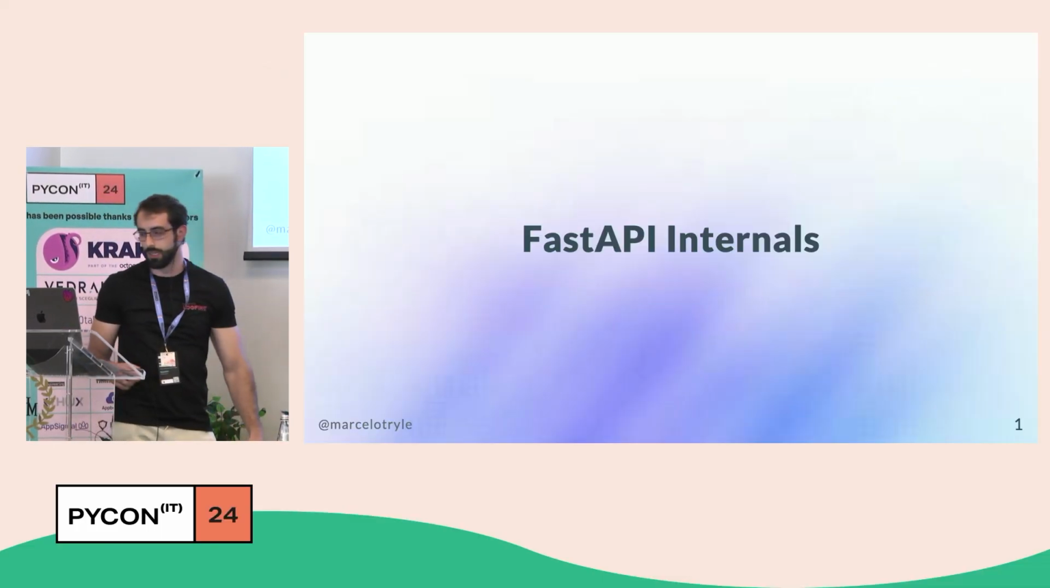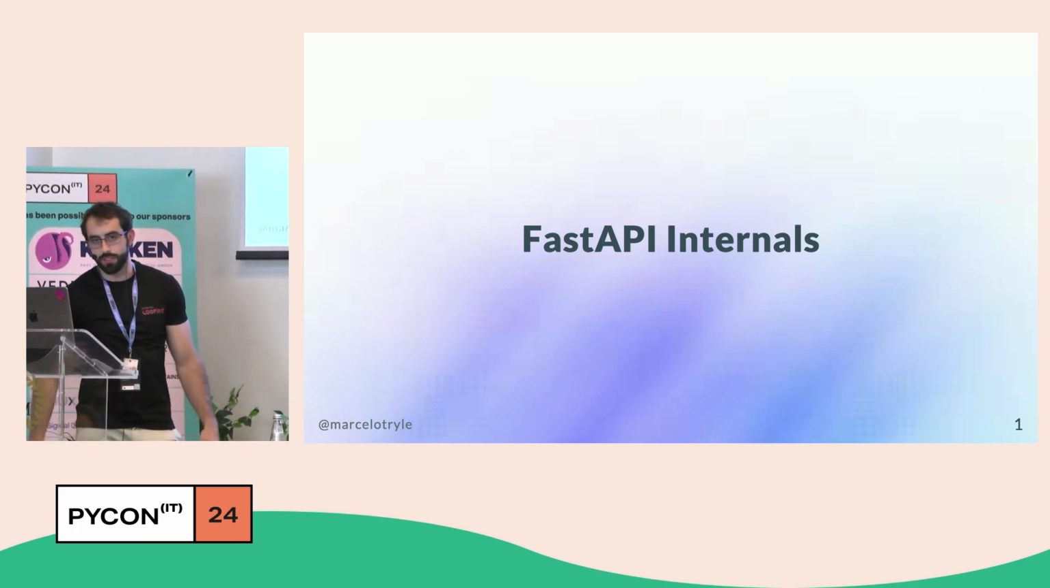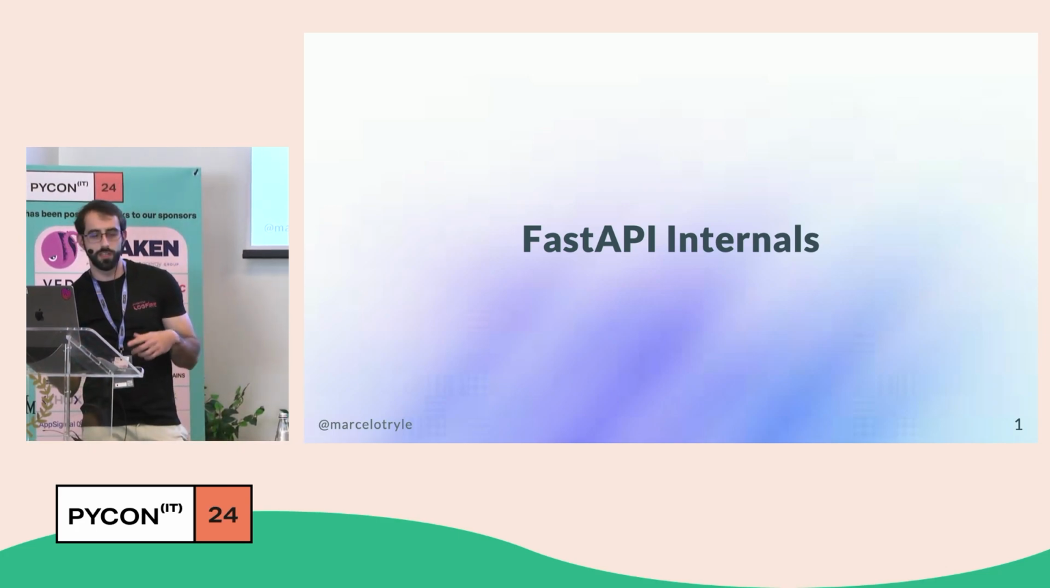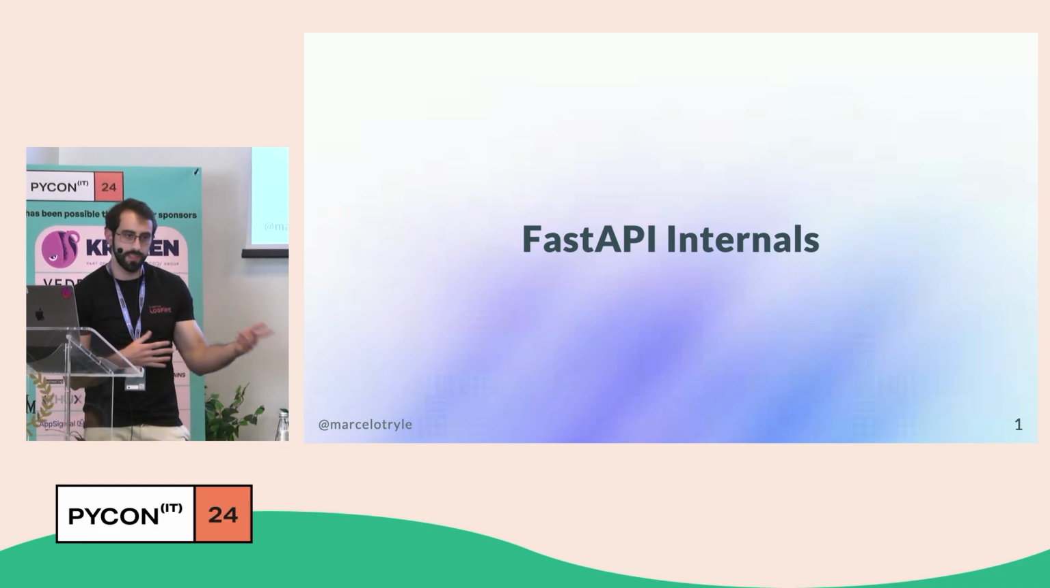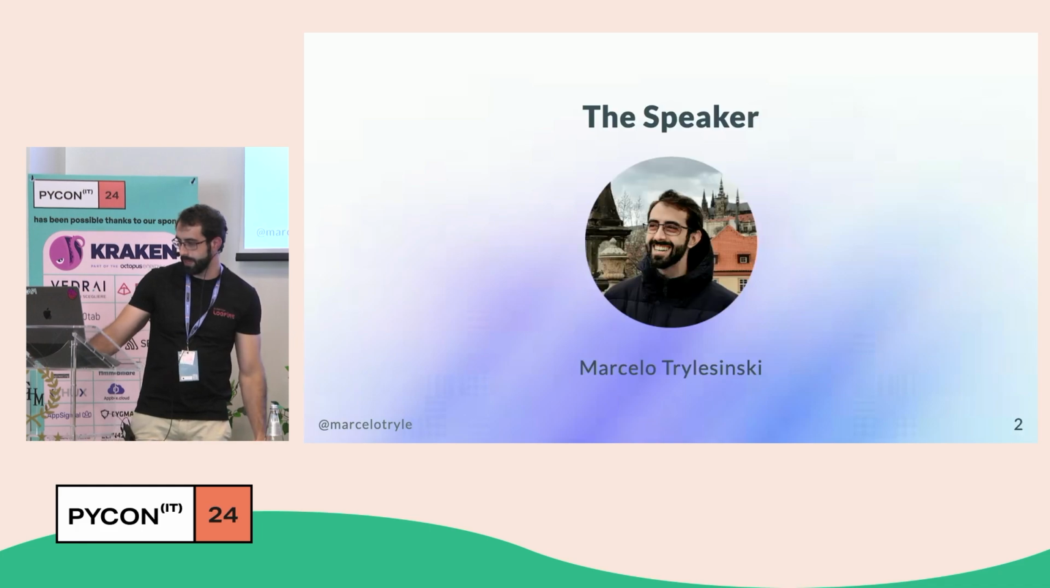And now we're going to talk about the FastAPI Internals. I'm going to be talking about some stuff there: Uvicorn, Starlette, Pydantic. I was here in the previous talk. It's really not the same. It's more deep stuff.